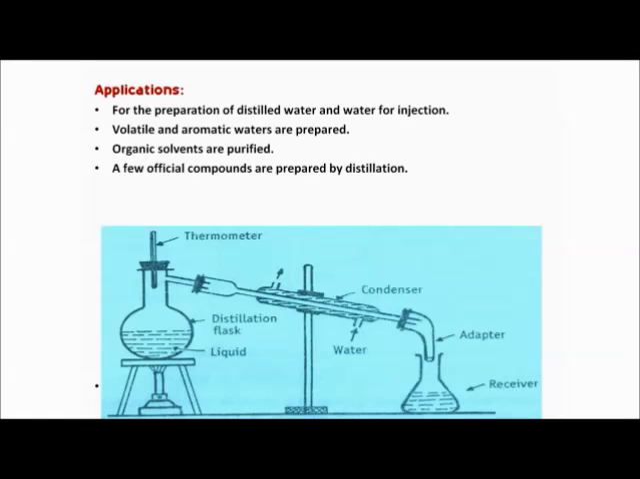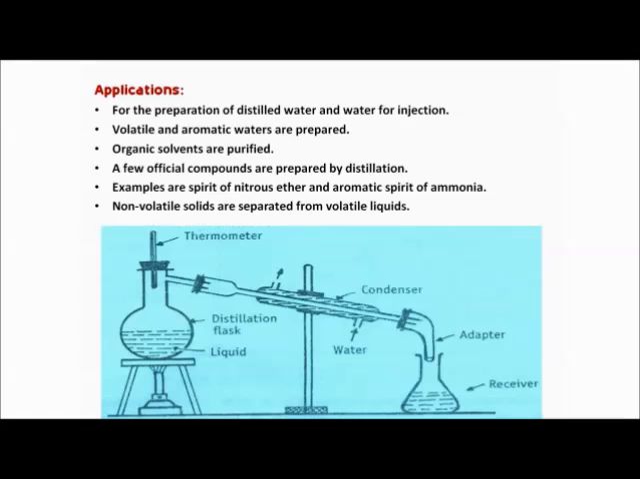What are the official compounds? The spirit of nitrous ether can be prepared with the help of simple distillation, as well as aromatic spirit of ammonia. Non-volatile solids are separated from the volatile liquids in this method. If we have any non-volatile solid, what will happen? The solid will remain in the flask itself, and the volatile liquid will go and get received here. So generally we also use this equipment for separation of solids from volatile liquids.